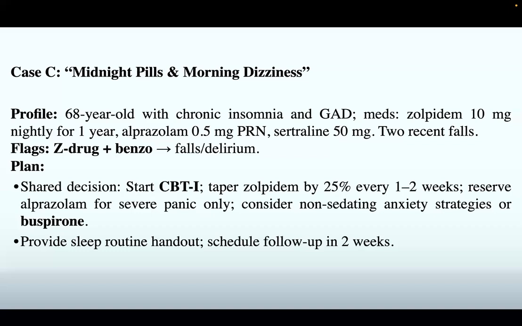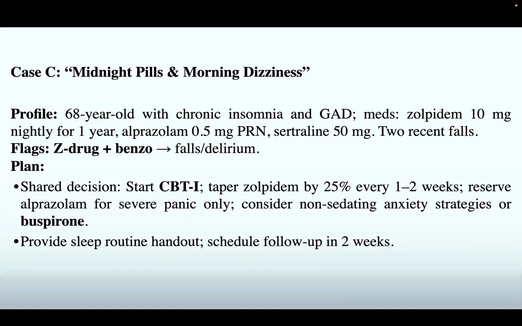Shared decision: start CBT, cognitive behavior therapy, phase 1, say, and taper your zolpidem dose by 25% every 1 to 2 weeks. Reserve your alprazolam for severe panic condition only. Consider non-sedative anxiety strategies or use alternatives like buspirone. Also provide a sleep routine handout, and schedule follow-up in 2 weeks. You can see here Z drug and benzo together lead to fall and delirium risk. Okay, so this is the midnight pills and morning dizziness case.